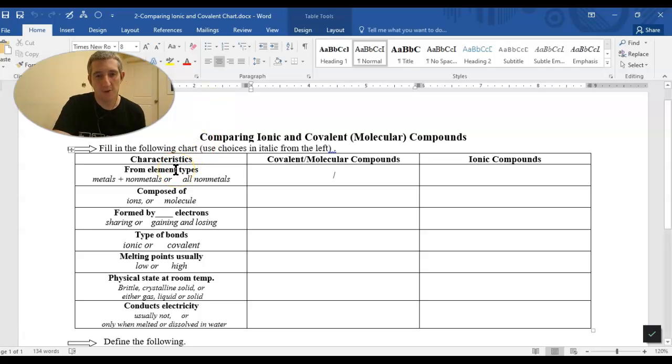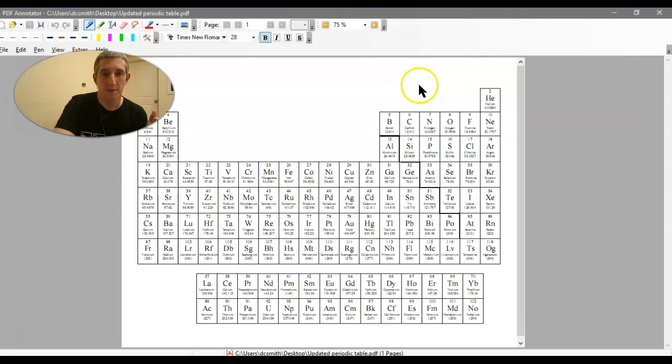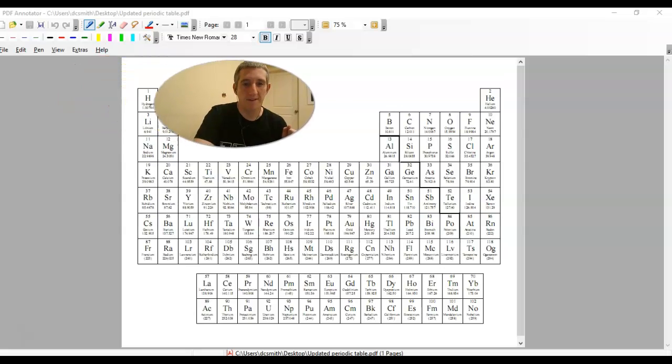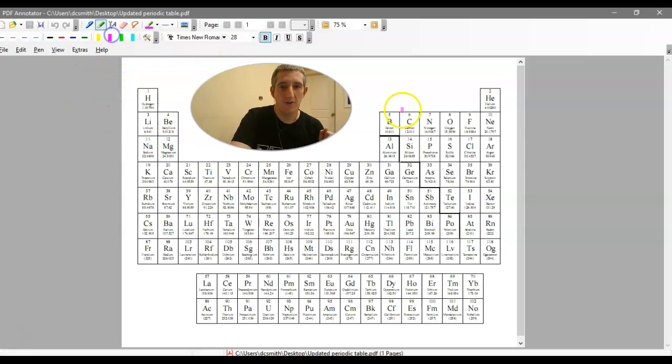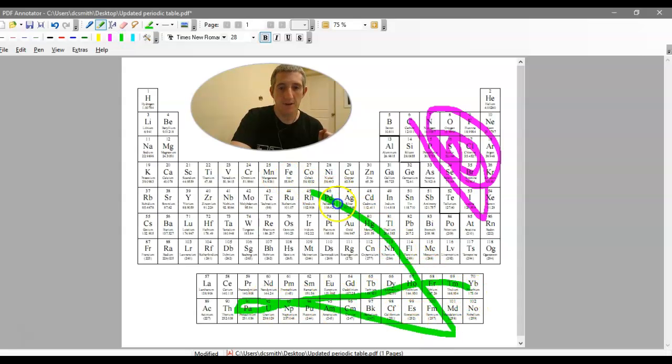From the element type, covalents come from the nonmetals. And again, the nonmetals, if I bring another periodic table over, I'll put myself right there in the middle. And here's all your nonmetals. So all of this corner over here would be your nonmetals, and then your metals would be most of everything else. These and these and these.